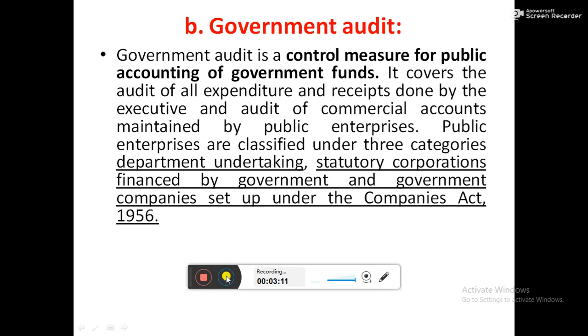The second type is government audit. Government audit is a control measure for public accounting of government funds. I'll repeat it again. Government audit is a control measure for public accounting of government funds. It covers the audit of all expenditure and receipts done by the executive and audit of commercial accounts maintained by public enterprises. Public enterprises are classified under three categories. The first one is department undertaking. Second one is statutory corporations financed by the government, and government companies set up under the Companies Act 1956.